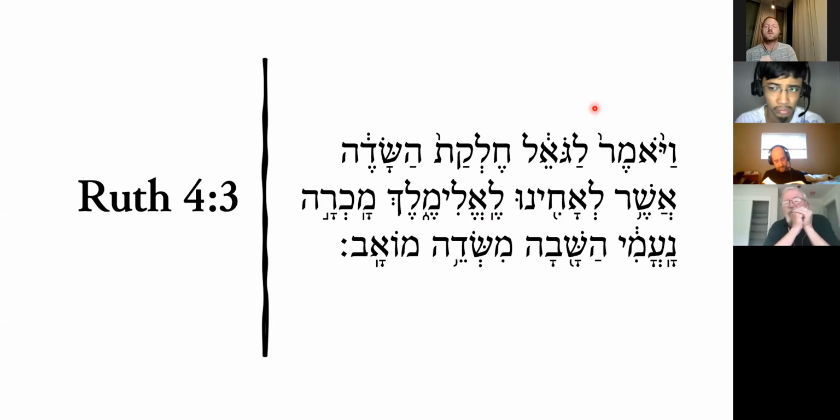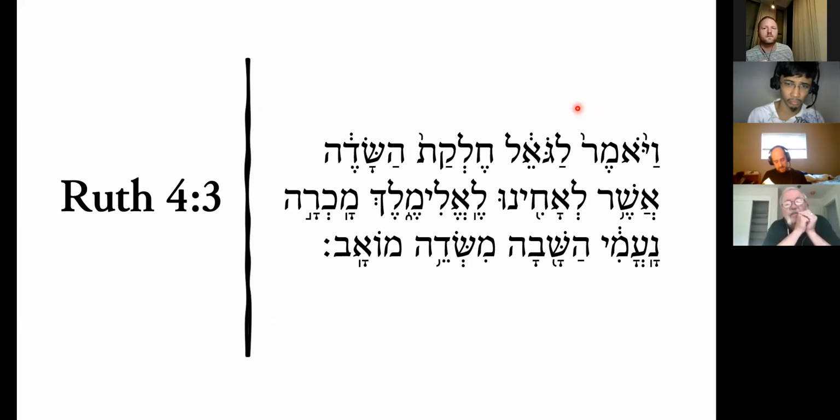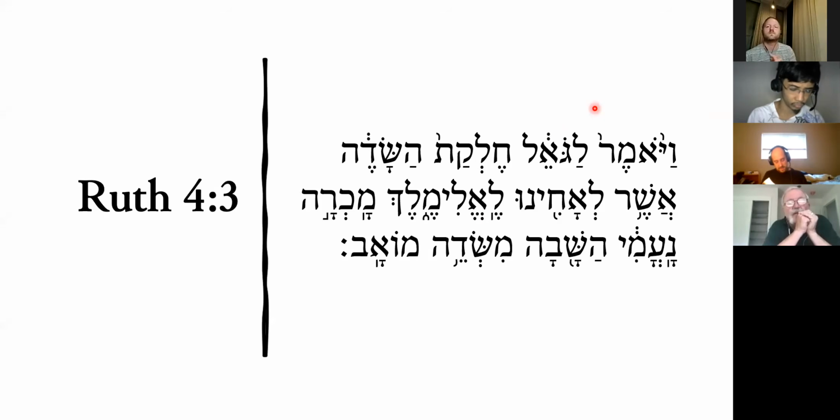All right, here we go. Vayomer lago'el, chelkat hasadeh asher le'achinu le'Elimelech. What does sadeh mean? Field? Sadeh we had in chapter 1 where they went to the plains of Moab, remember? So in this case, hasadeh is the field, the portion of the field.